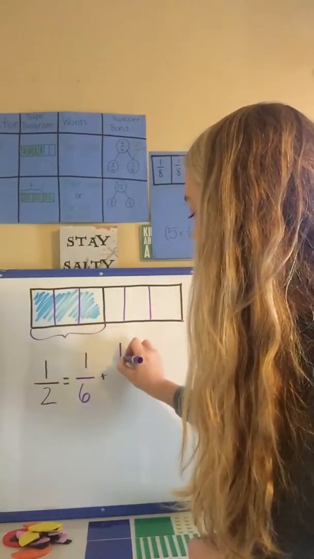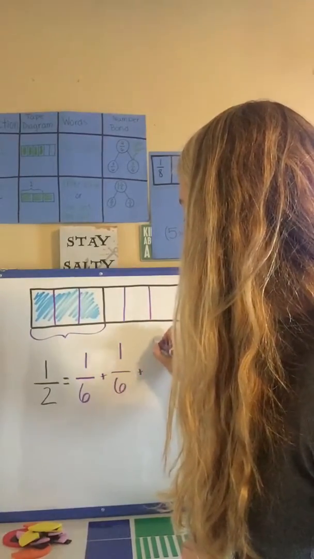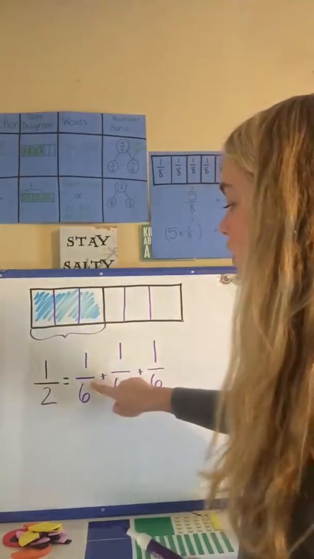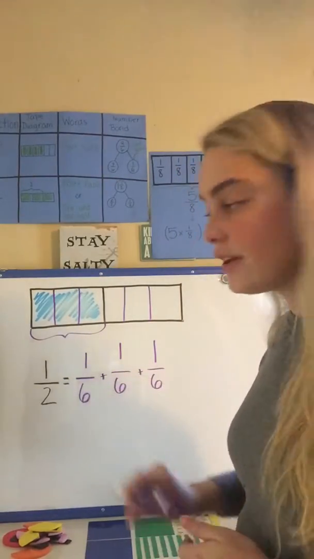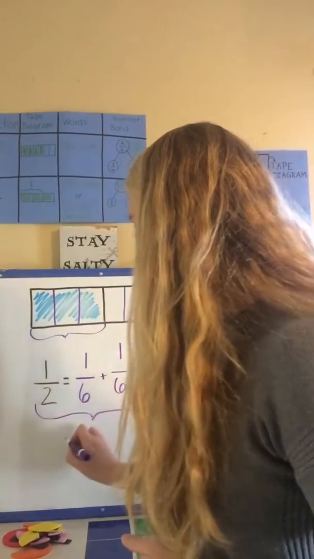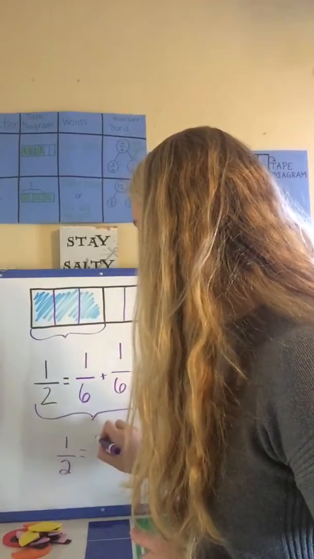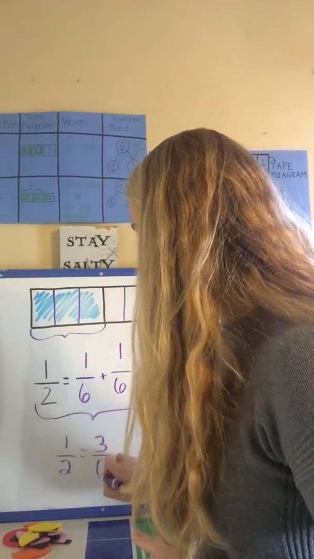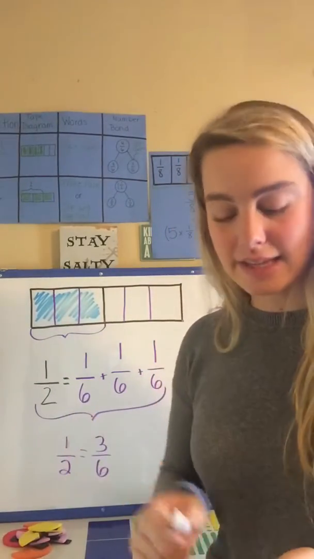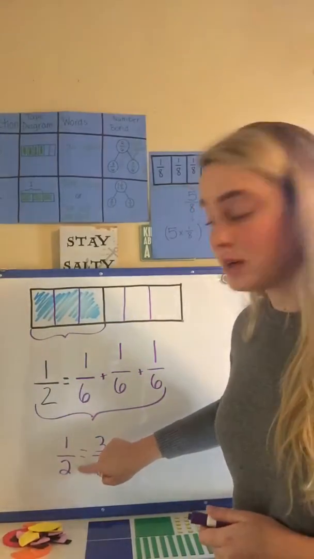So 1/6 plus 1/6 plus 1/6. We know when we add these fractions together, what this will turn into is that 1/2 is equal to 3/6.